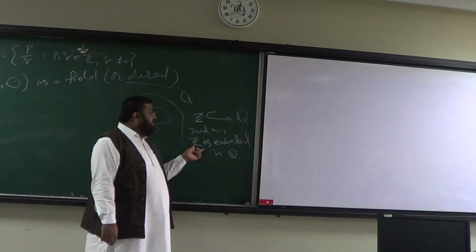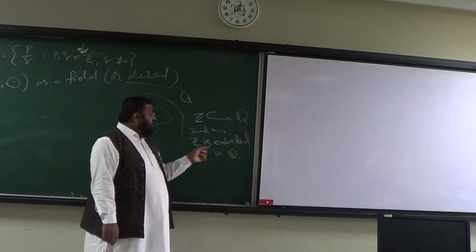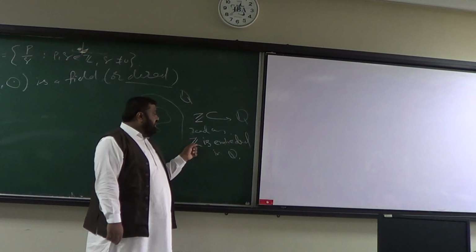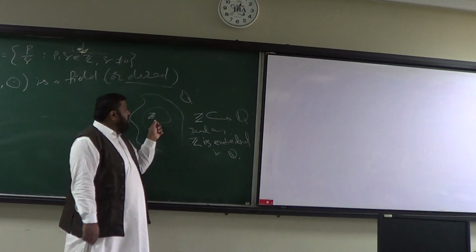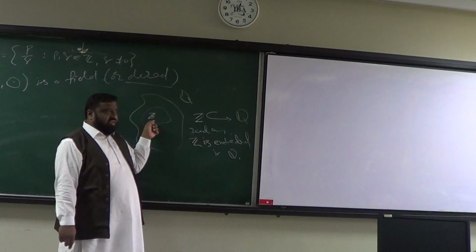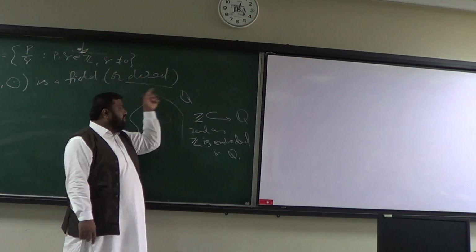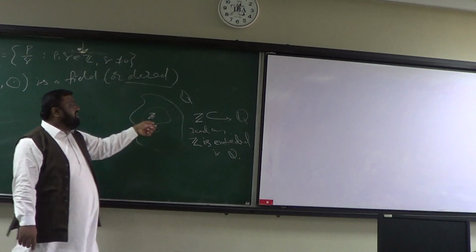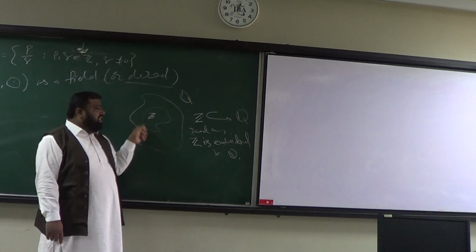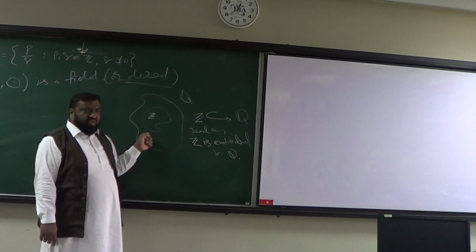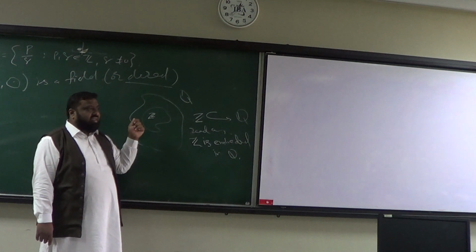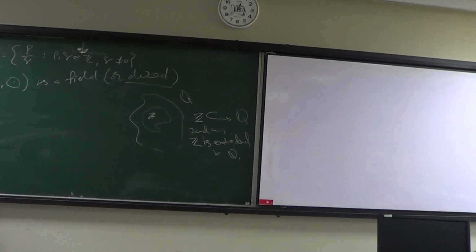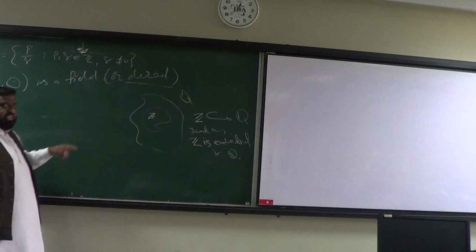And secondly, the word embedding also means that whatever structure Z has, sitting silently within Q, it also preserves that structure. And what is the structure of Q? You have addition, multiplication and order. So this photocopy of Z sitting in Q is playing nicely with addition, multiplication and order. That's what we're going to do. That's a kind of intuition, and let's do it precisely.